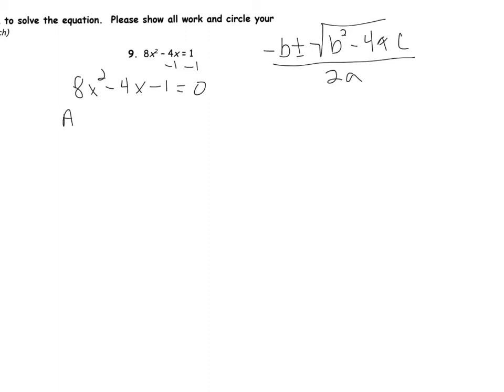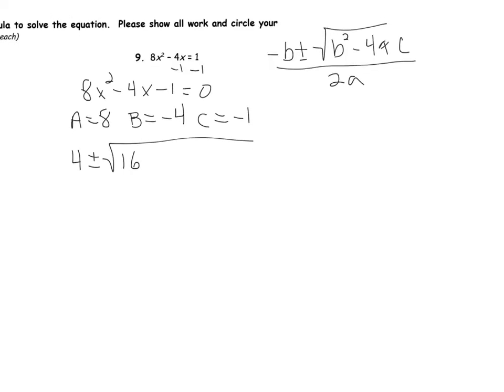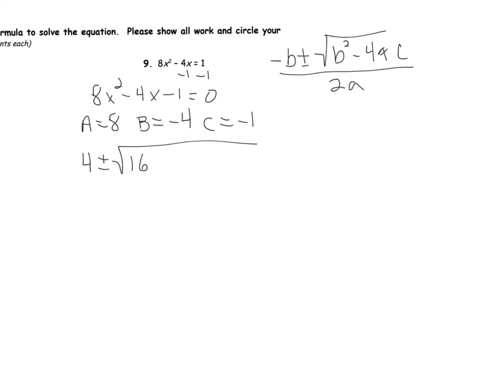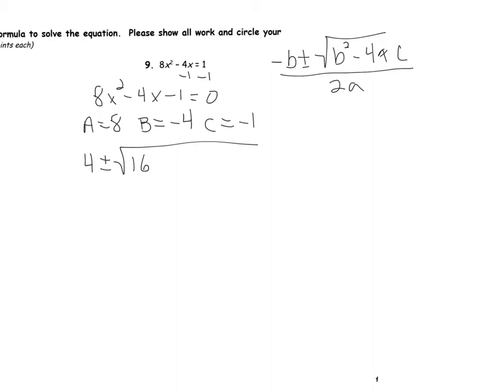Now I can pull out my a, which is 8, my b, which is negative 4, and my c, which is negative 1. So negative b would be positive 4, plus or minus the square root of b squared, which is going to be positive 16, minus 4 times 8 times negative 1. Whole thing over 2a, which is going to be 16.